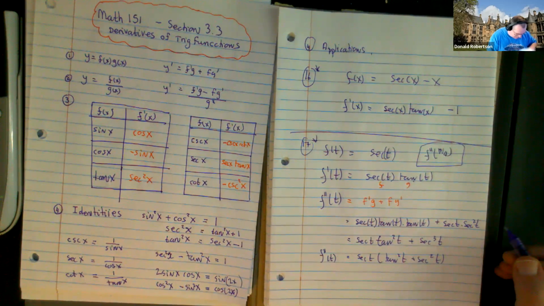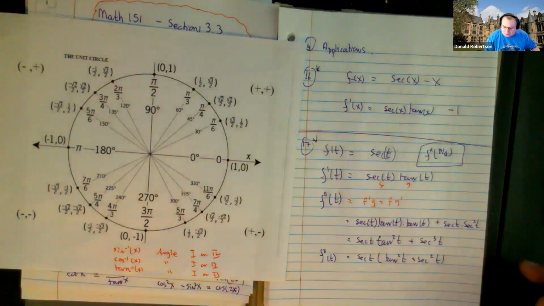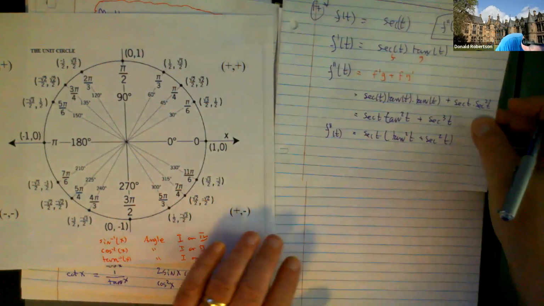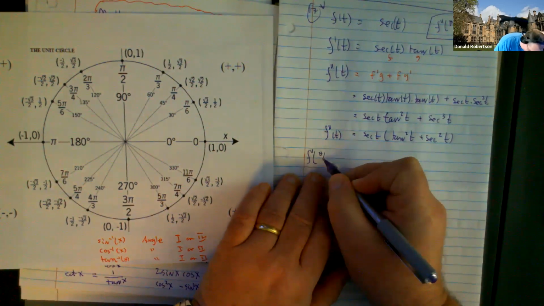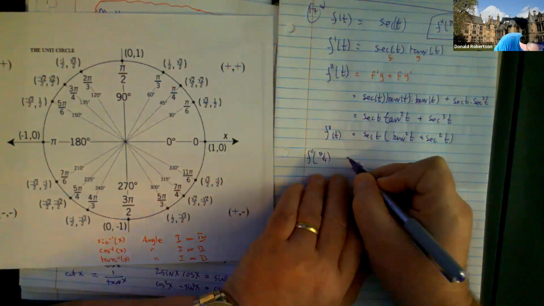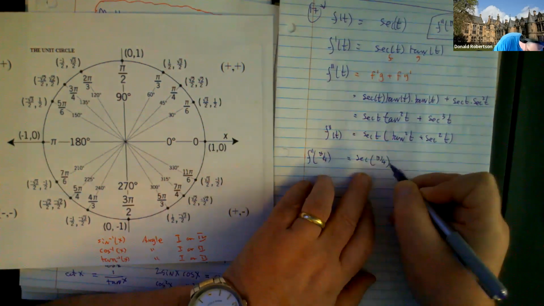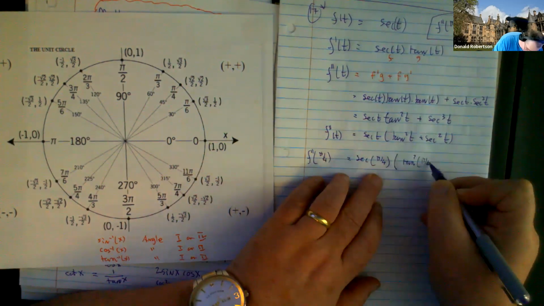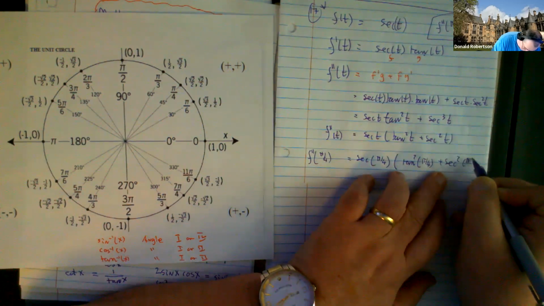And that means unit circle. So let's find out what the second derivative is at pi upon 4. Well, it's going to be the secant of pi upon 4 times tan squared of pi upon 4 plus a secant squared of pi upon 4.